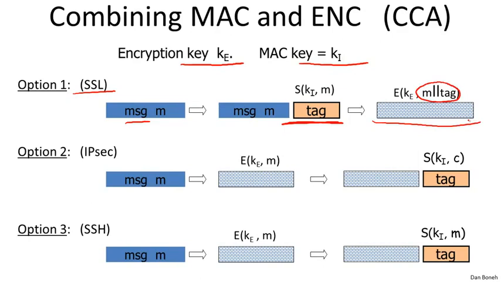The second option is what IPsec does. Here you take the message. The first thing you do is you encrypt the message, and then you compute a tag on the resulting ciphertext. You notice the tag itself is computed on the resulting ciphertext. The third option is what the SSH protocol does. Here SSH takes the message and encrypts it using a CPA secure encryption scheme. And then to it, it concatenates a tag of the message. The difference between IPsec and SSH is that in IPsec, the tag is computed over the ciphertext, whereas in SSH, the tag is computed over the message.